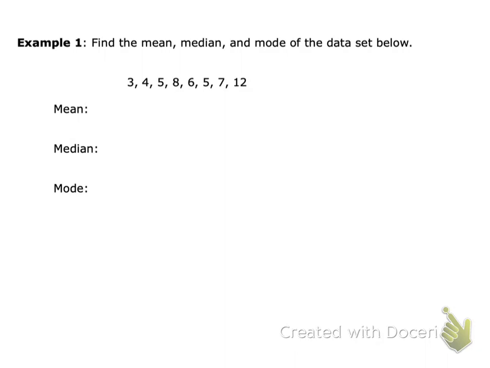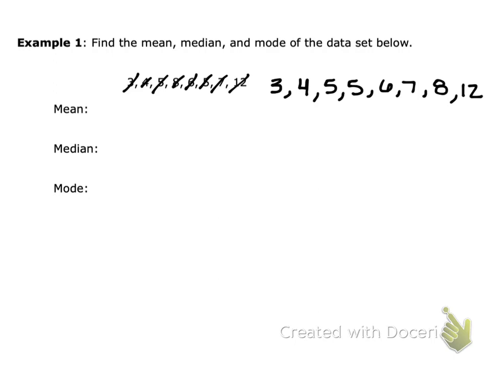Okay, so we're going to start by talking through our measures of central tendency and how to find mean, median, and mode. When we're given a set of data, the first thing we need to do is put it in order from least to greatest. I always make sure I'm crossing them out as I use them because otherwise I miss some of them. So there are two 5s, a 6, a 7, an 8, a 12. So first step, get it into order from smallest to largest.